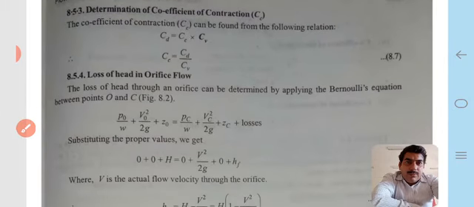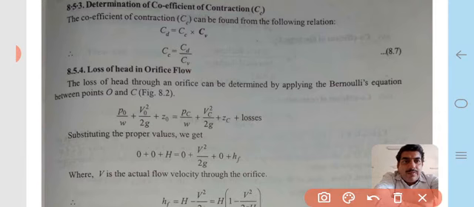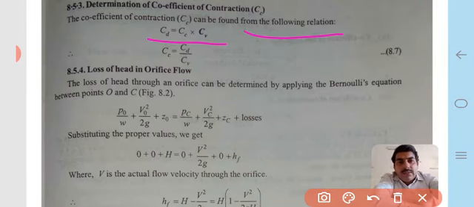Now the determination of coefficient of contraction, that is, Cc. The coefficient of contraction Cc can be found from the following relation: Cd is equal to Cc into Cv, and therefore Cc is equal to Cd upon Cv. It is very simple.